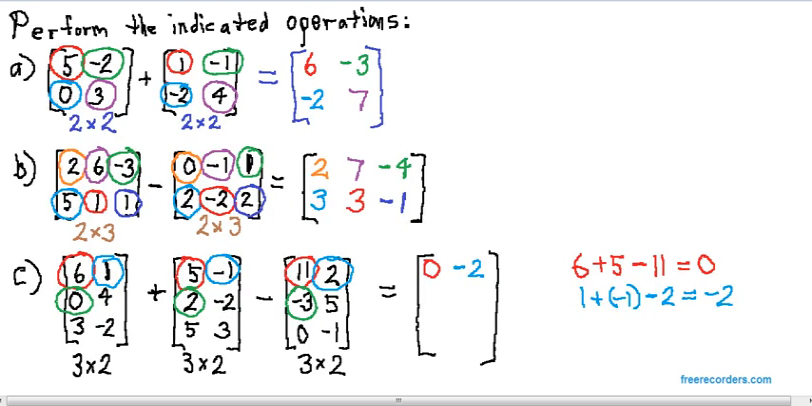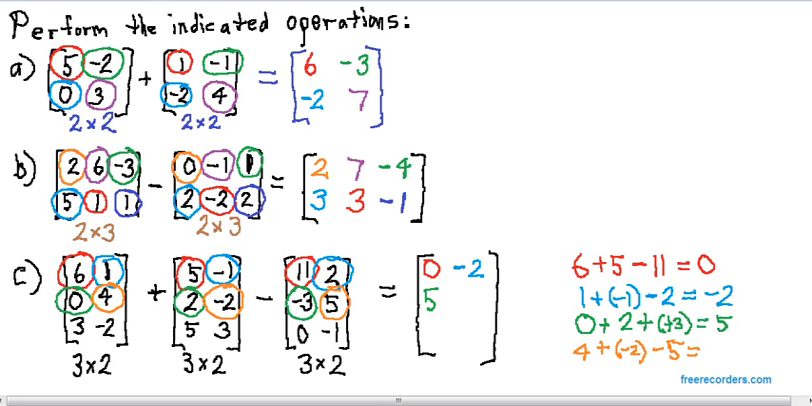Row 2, column 1, 0 added to 2, subtracting negative 3. Remember, subtracting a negative is the same as adding a positive. 0 plus 2 is 2. 2 plus 3 is equal to 5. Row 2, column 2. 4 plus negative 2 minus 5.